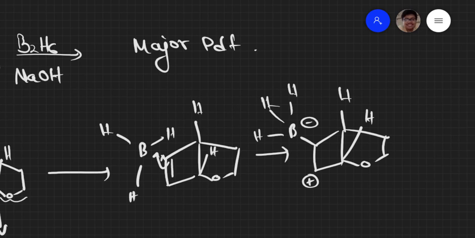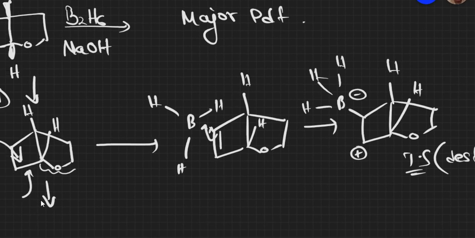Okay, so in this way this transition state is formed, this TS is formed, and in this TS the oxygen is very close to this positive charge. So this TS is kind of destabilized.